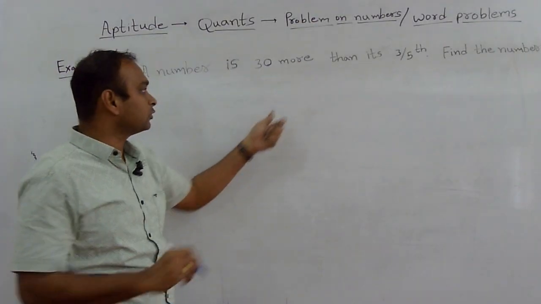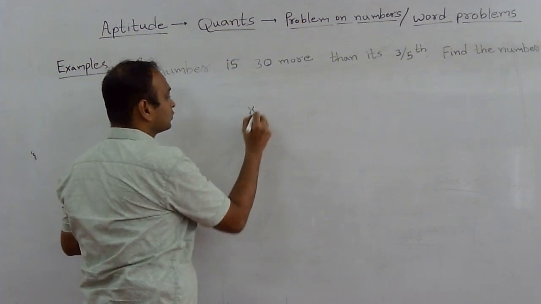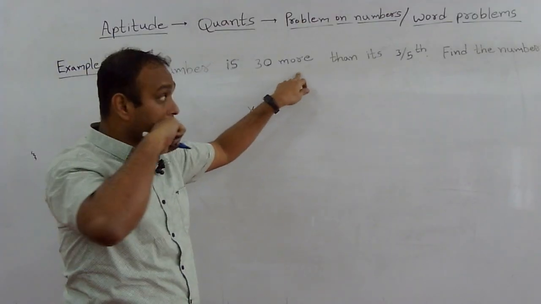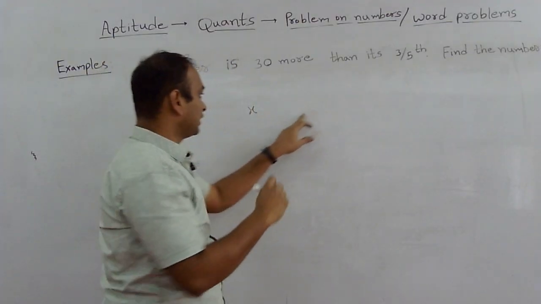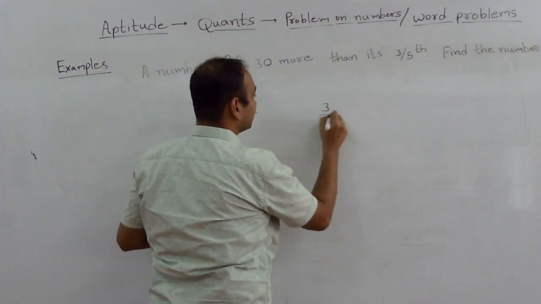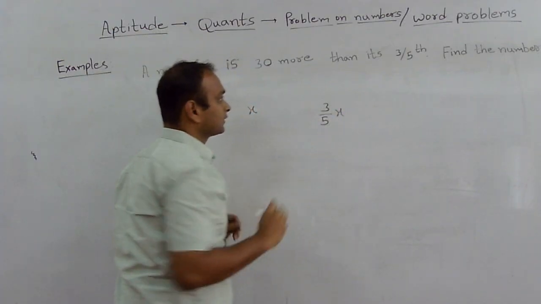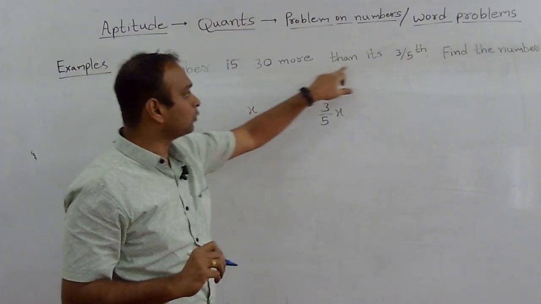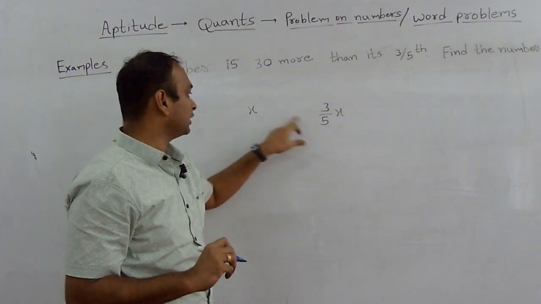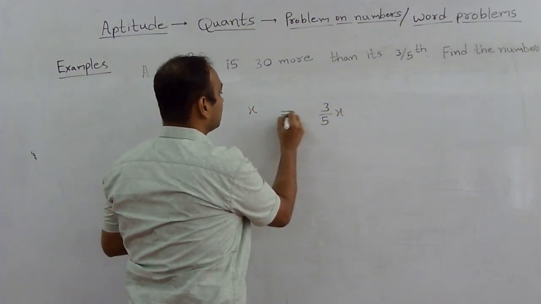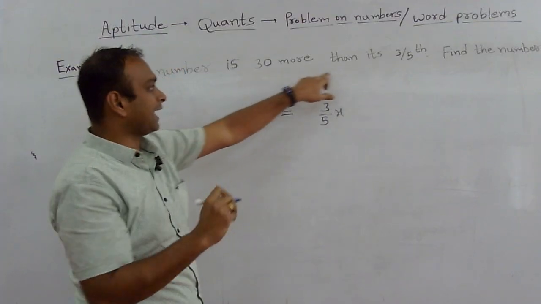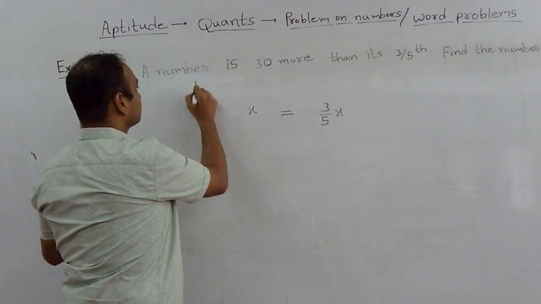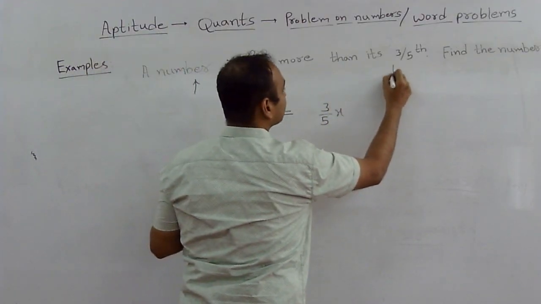So here let's assume that x is the number. Here we have that number. A number is 30 more than its 3/5. 3/5 of that number is, let's say, 3 by 5 of x. So what they are saying is this number is 30 more than 3/5. So if this is the number, then this number is 30 more than this. So in short, this number is larger and this 3/5 is smaller.